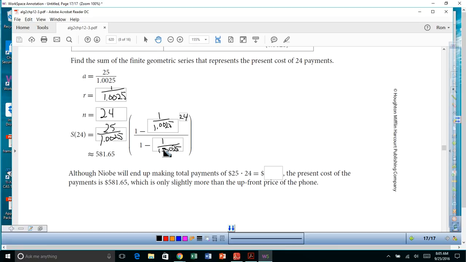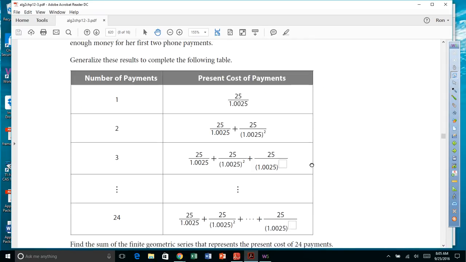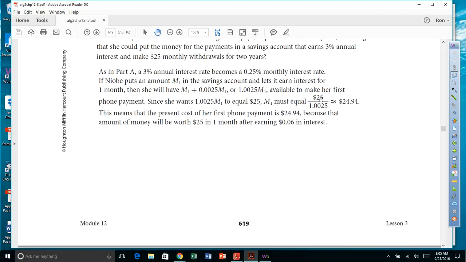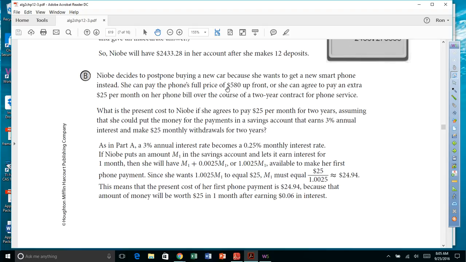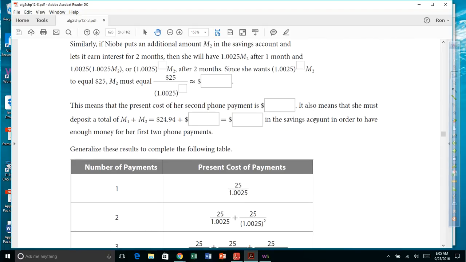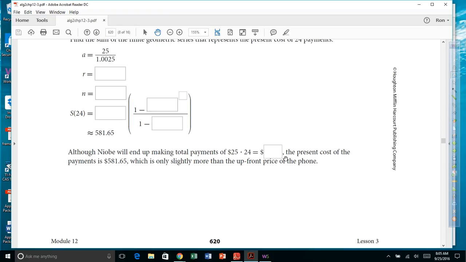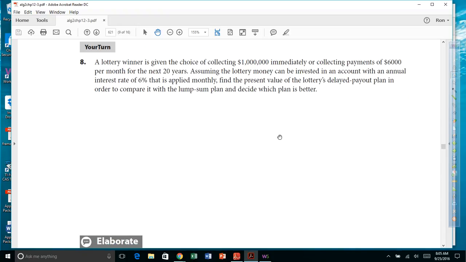Although Niobe will end up making $25 times 24, that's going to be $600, the present cost of the payments is $581.85, which is only slightly more than the upfront price of the phone. What was the upfront price of the phone? The upfront was $580. So she's paying more. Cell phone companies, they're not doing anything for free, are they?